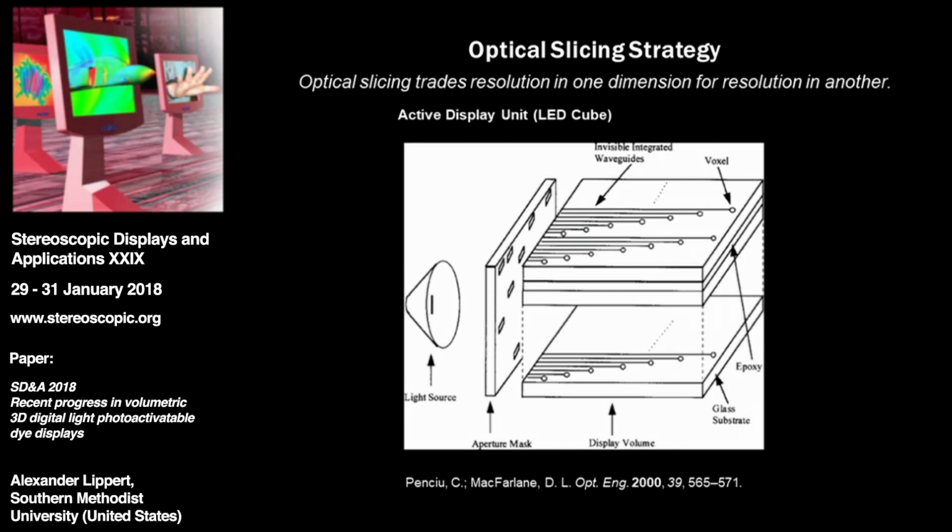Now, there are some strategies to get around this, and I like to take this example of an active display unit from Duncan McFarlane, who recently moved to SMU a few years ago. In the circles you have a scattering matrix, and the lines are a waveguide. What you can do is excite each voxel independently by virtue of this diagonal array. It comes at the cost of resolution because you have some dead space here, but it's a way to get arbitrary image generation.